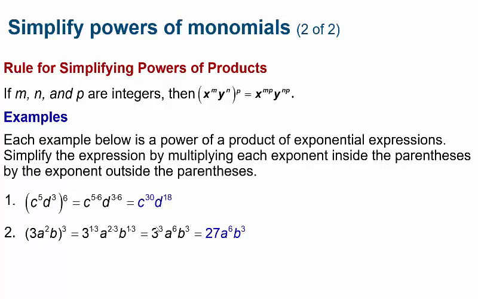The final step here is just taking 3 and raising it to the 3rd power. What is 3 to the 3rd power? That's 3 times 3 times 3. Well, 3 times 3 is 9. 9 times 3 gets me 27. So this final expression simplifies to 27a to the 6th b cubed.